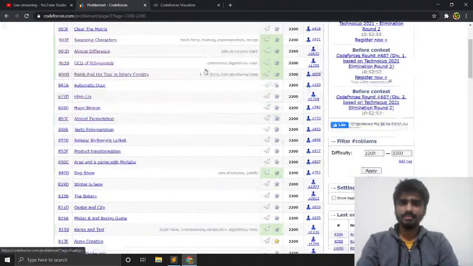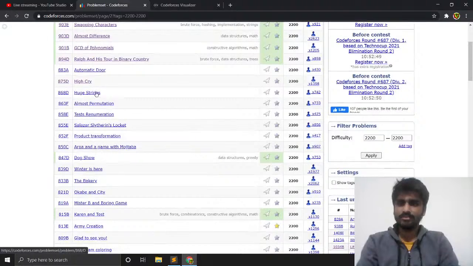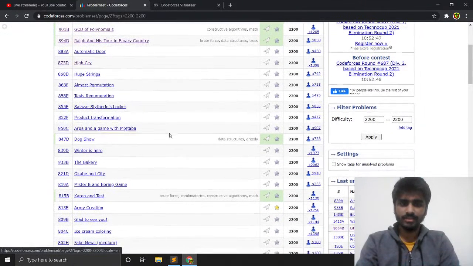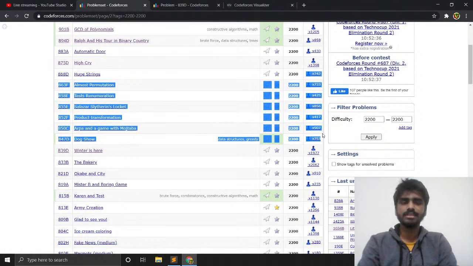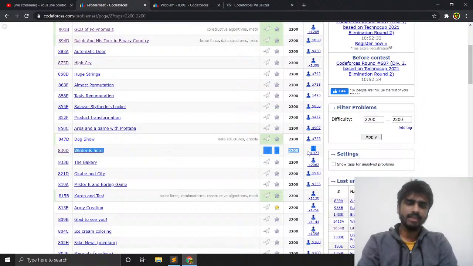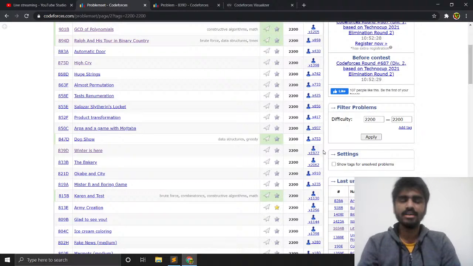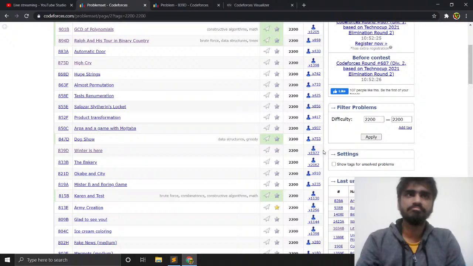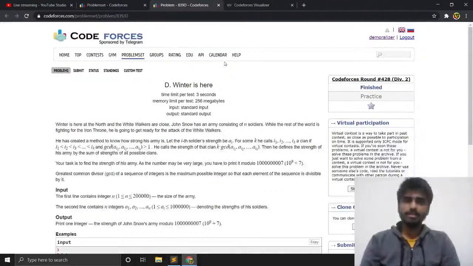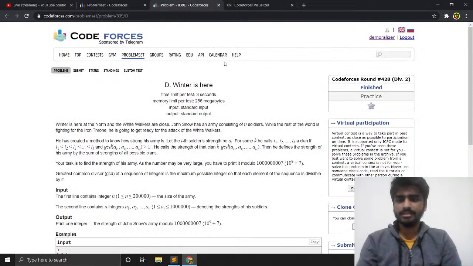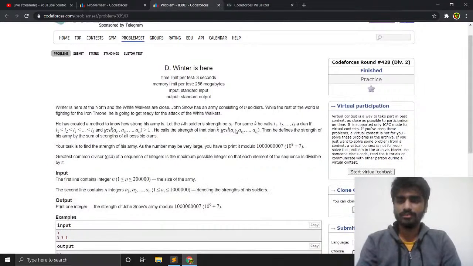So I'm going to do 53 more questions of 2200 difficulty. I like to choose the questions which have more solves. Like I skipped all of these because they had like 700 and 400 solves. And the reason is that if the number of solves is more, that means they must be interesting, or maybe there's some reason that more people solved it. So that's why I like to pick the ones that have more solves.